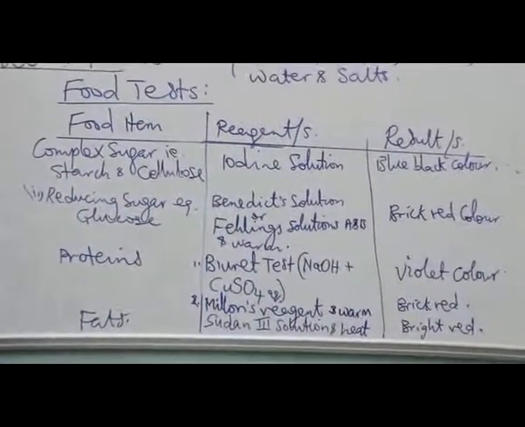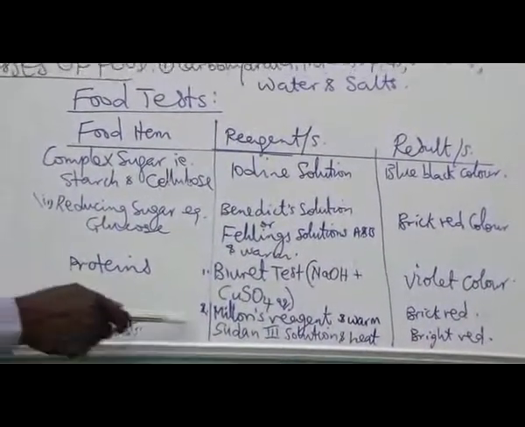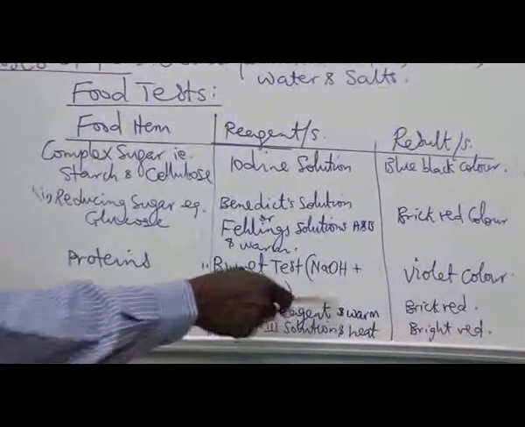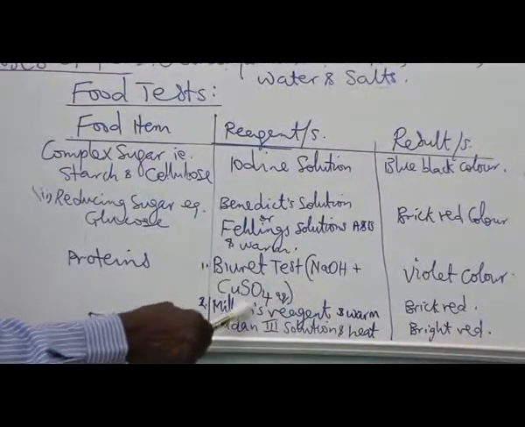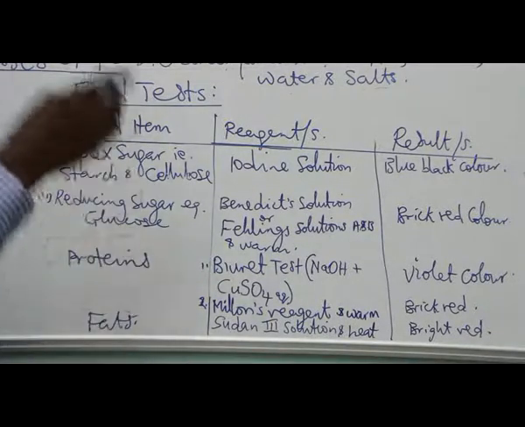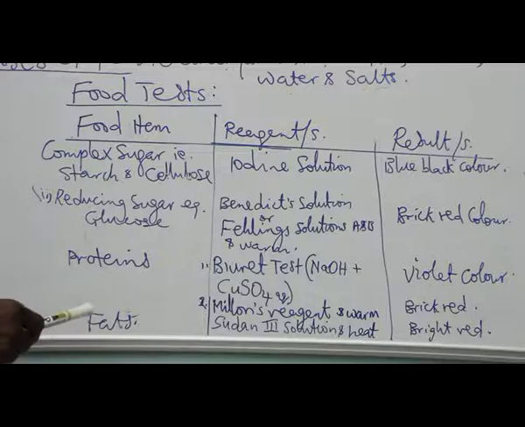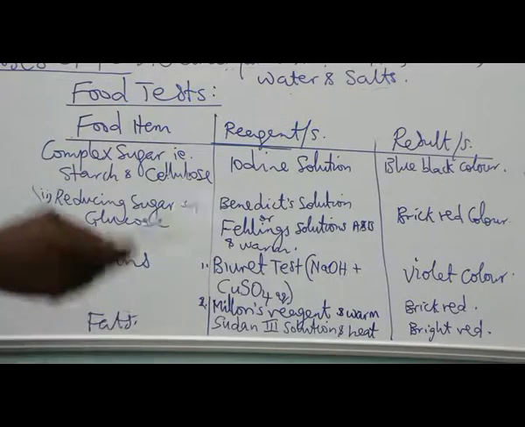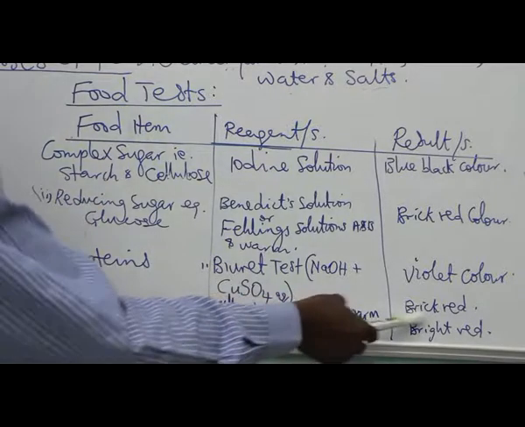Violet color. Another test is using Millon's reagent, which is a chemical. When you add it to any substance containing food, the first thing you see, it will congeal and turn whitish. By the time you warm it, it will turn brick red.